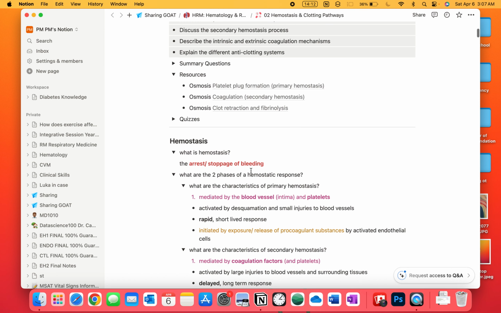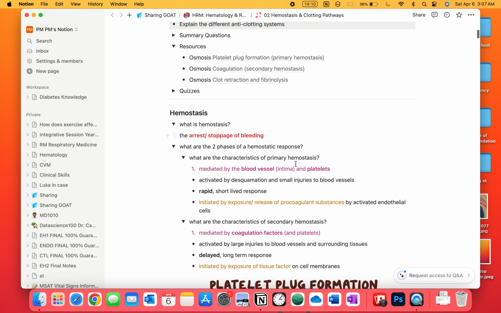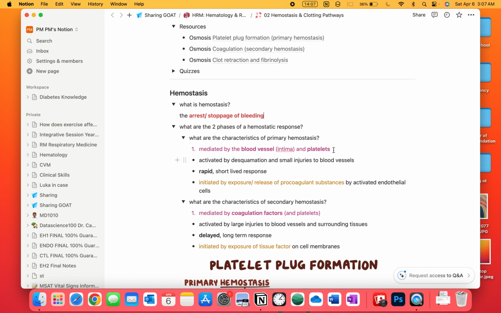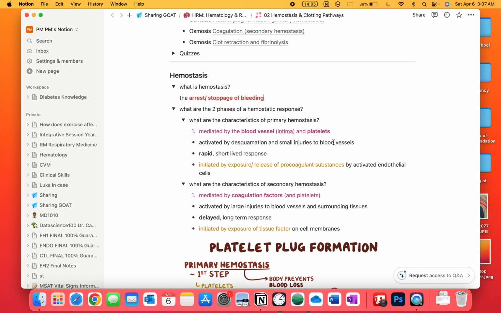Hemostasis and clotting pathways. Hemostasis, what does that mean? It's just the stoppage of bleeding. And you're going to have two phases, your primary and your secondary phase. The primary phase is going to be very fast. It's going to be short-lived. It's going to involve vasoconstriction, and then you're going to have a platelet plug in there as well. For secondary hemostasis, you're going to have coagulation factors. You're going to have a fibrin clot form. It's going to take more time.